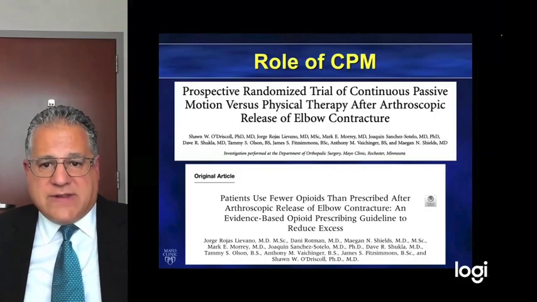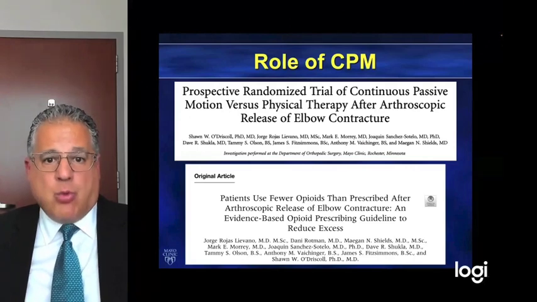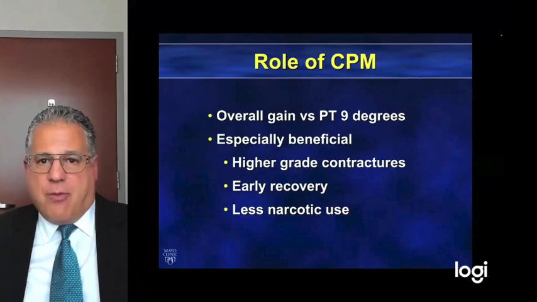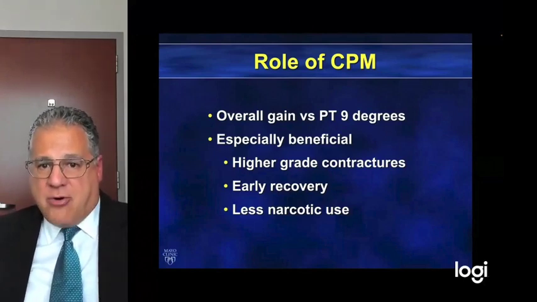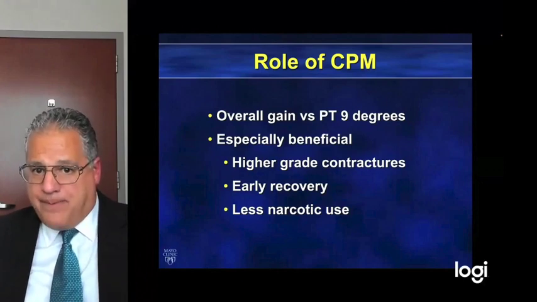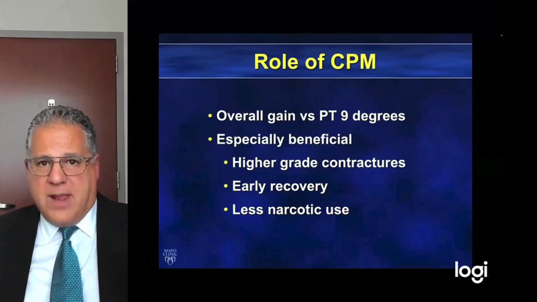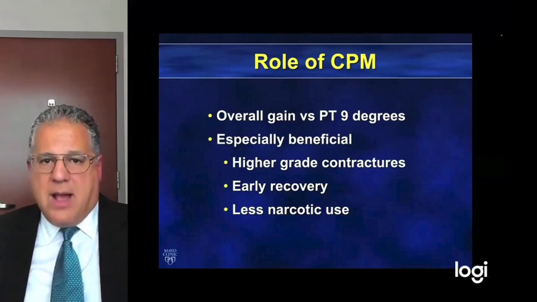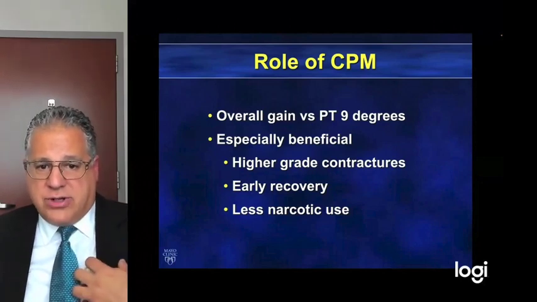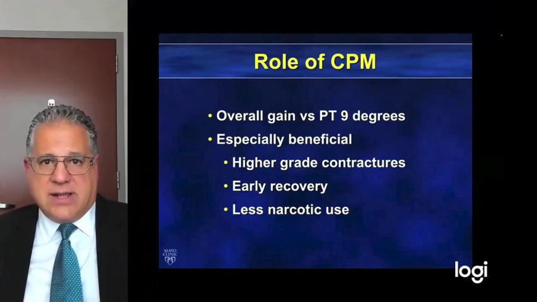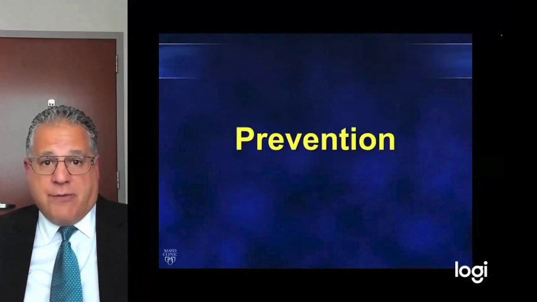We just finished a couple of studies that may provide some insight about when to use CPM. We basically found that if you compare CPM with physical therapy after arthroscopic contracture release, the gain on average is about 10 degrees. However, it is very beneficial in patients with a high-grade contracture, and it leads to an earlier recovery and less narcotic use. So for me, the indication is patients that have a high-grade contracture that really need to recover fast and are worried about narcotic overuse.